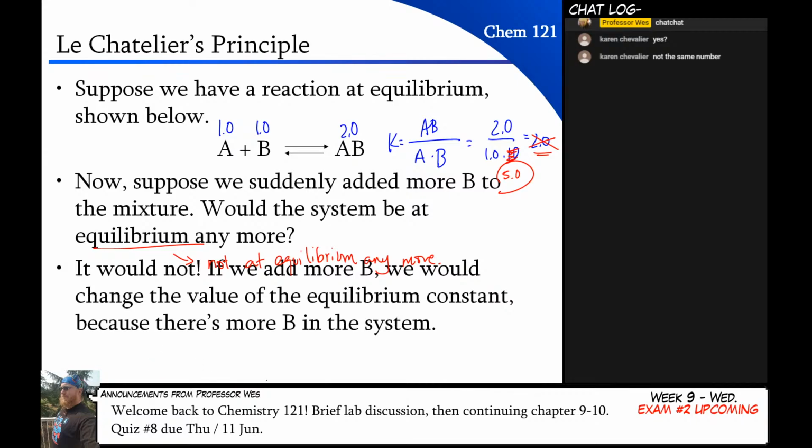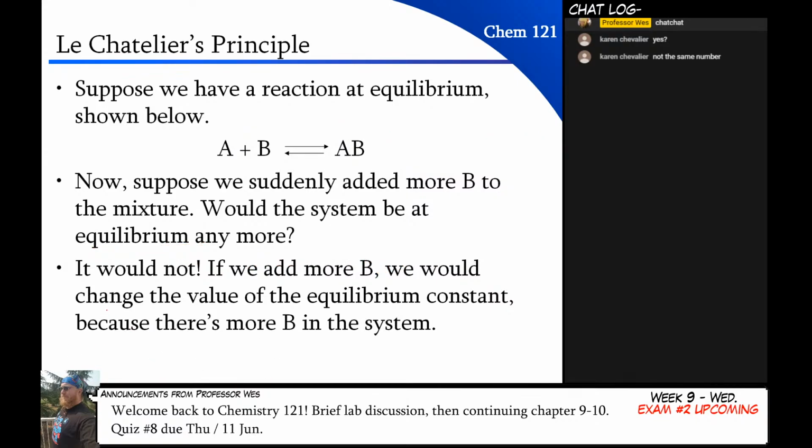So if you add more of something, and in this case I picked B, the equilibrium constant value would change. But if it's a constant, it needs to always be that number. So what the reaction will do is it will change all of the values of what's in there so that it can get back to that number.